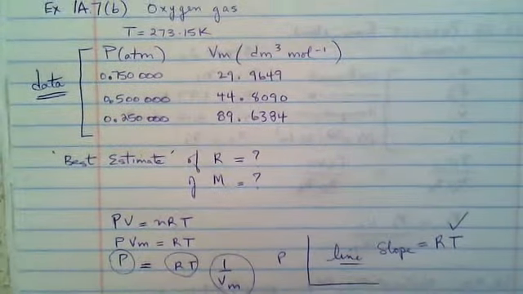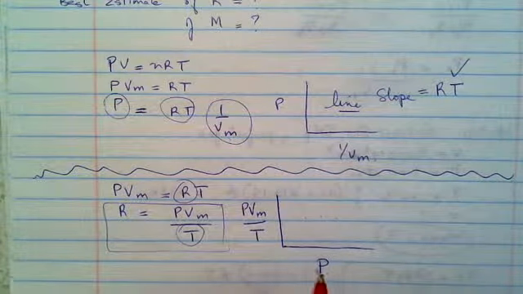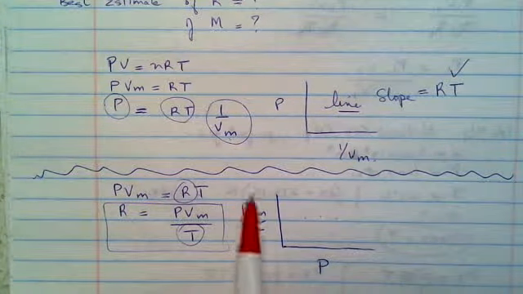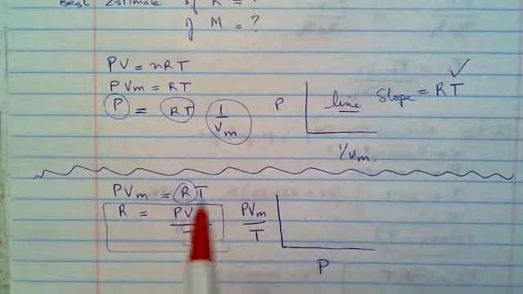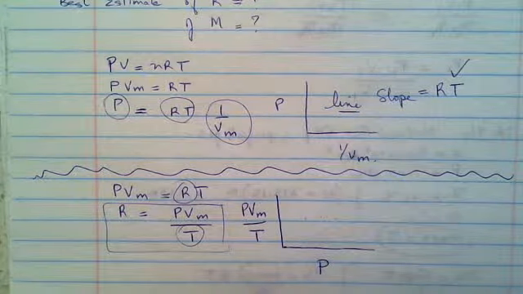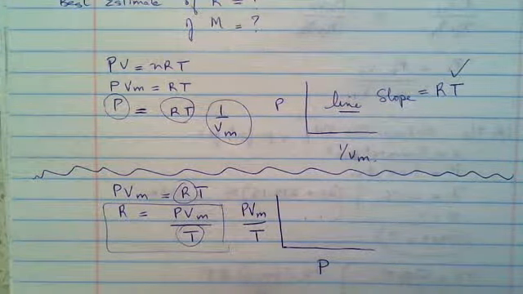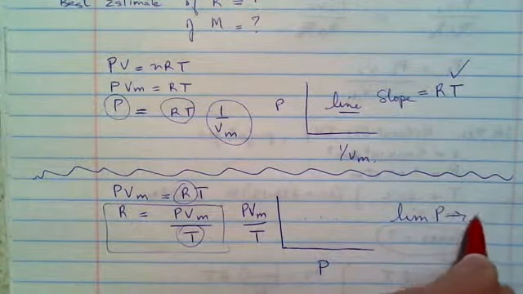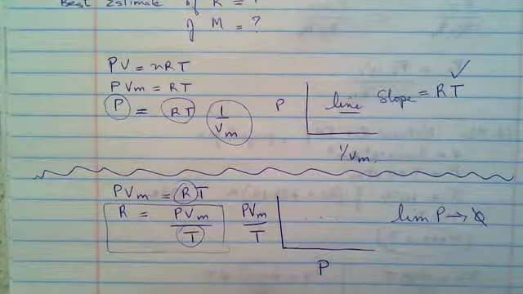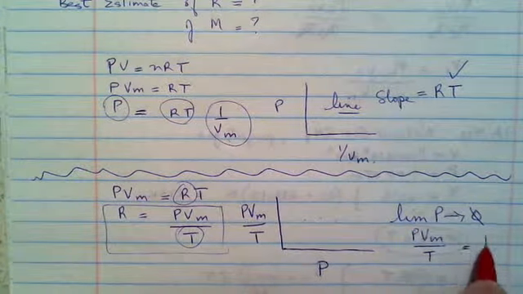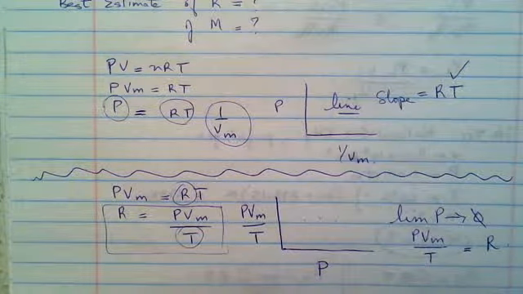So just pull the data down here. Yeah, they're going to be quite close. So for every pressure that I collected a data point, my PVm over T should be the same value. But it's a real gas, oxygen, and it behaves most ideally in the lowest pressure range, as P goes to 0. Since it's a limiting law, in the limit of pressure going to 0, I would have PVm over T equaling my best estimate for R.